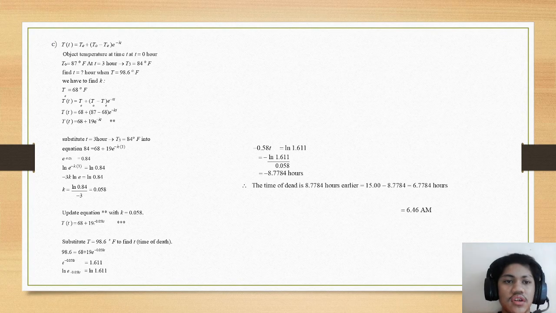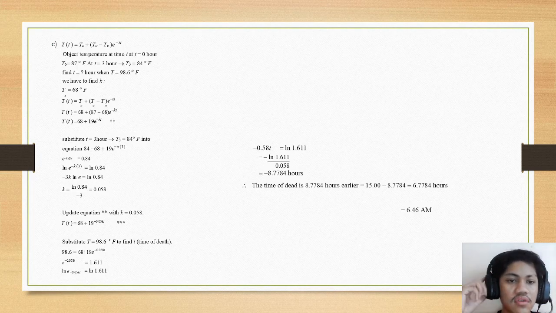For C, the solution is we must find k. So we know that TE equal to 68 Fahrenheit. So we use the same formula, which is T equal to TE plus T0 minus TE times e to the power of negative kt. When we substitute the info, we get the equation T equal to 68 plus 19 e to the power of negative kt.